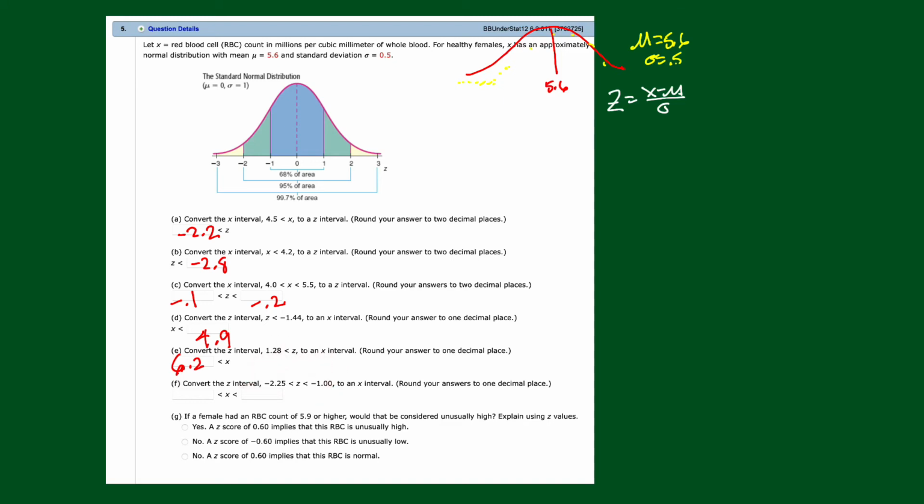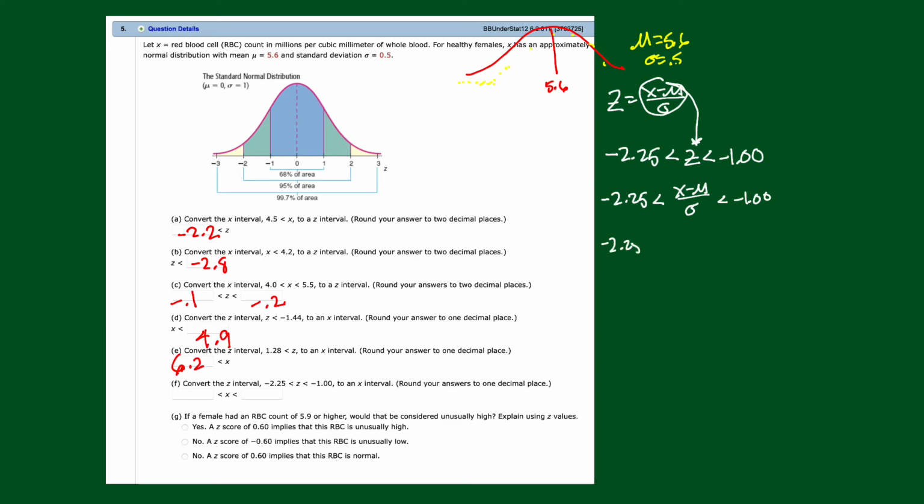So this is going to be negative 2.25. That's going to be less than z, which is less than negative 1.00. Okay, I think I got it right. But now I know what this z is. Z is that right there, so I can just substitute it in. So I get negative 2.25 is less than z, which is x minus mu over sigma, which is less than negative 1.00. Let's put our numbers in now.